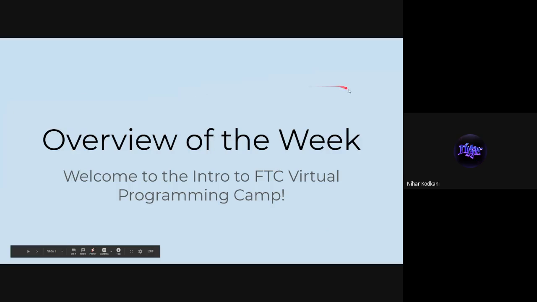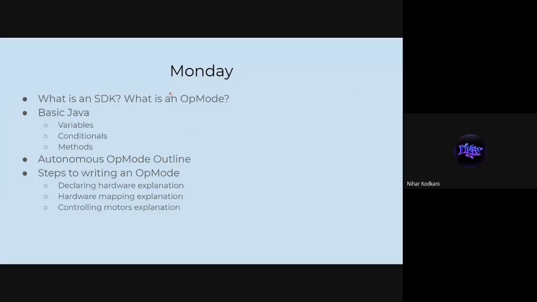And so we're going to start off with just a bit of an overview of the week and basically our agenda on what we're going to do. So for Monday today, we're going to be going over what an SDK is, what is an op mode, as well as some basic Java stuff, like variables, conditionals, methods. And then after that, once you guys have a good understanding, we're going to be going over what the autonomous op mode outline looks like in a Java program.